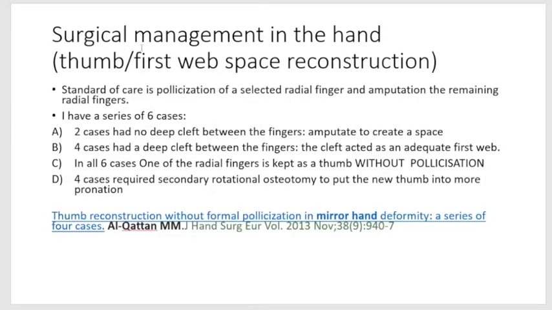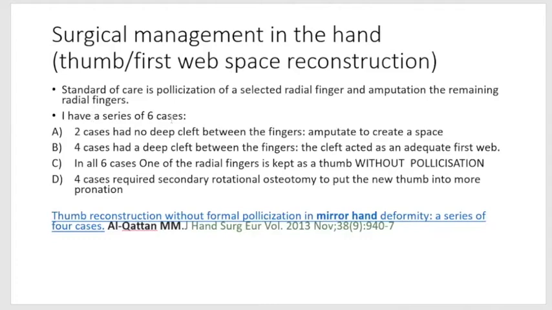Now, what is the surgical management in the hand? The key thing is to establish a new thumb with a good first web space. And I think a good first web space is, to me, more important than the thumb, because you have so many digits. You have options of many thumbs to choose from. But if you don't have a good first web space, you don't have a good hand. The standard of care, in all the textbooks and all the papers published, is pollicization of a selected radial finger, and of course, you amputate the remaining radial fingers.